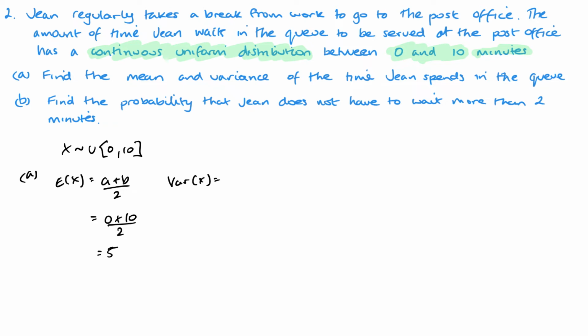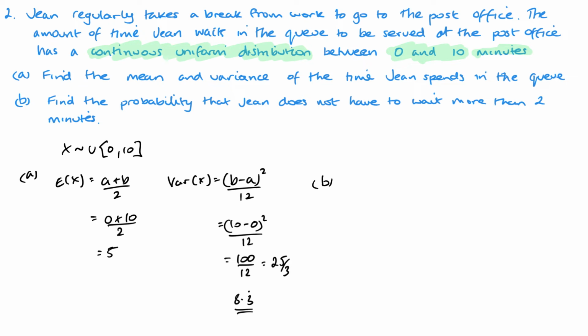Variance, remember this is now B minus A squared over 12. So 10 minus 0 squared over 12. So it's 100 over 12, or 25 over 3, which is 8.3 recurring there. So up to you kind of how you record that one.